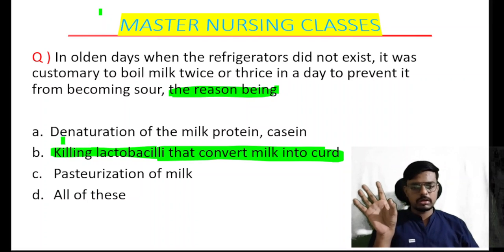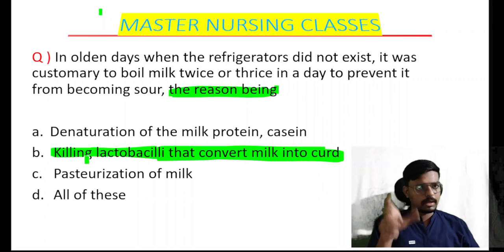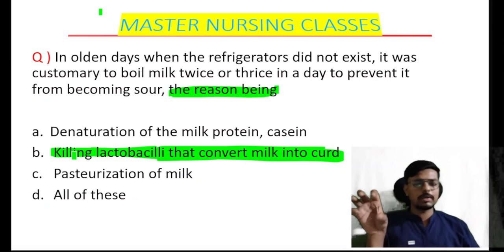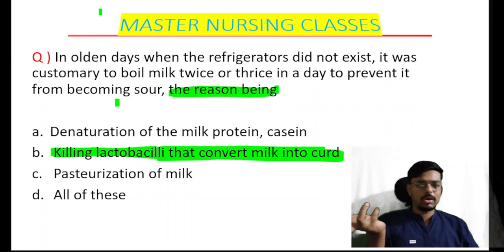Okay, so hope the concept is clear. So we want to kill the lactobacillus in the milk. If the lactobacillus is dead in the milk, it will not convert the milk into curd. Or in order to prevent the souring of the milk, we have to boil the milk. Very very simple and logical question, students.